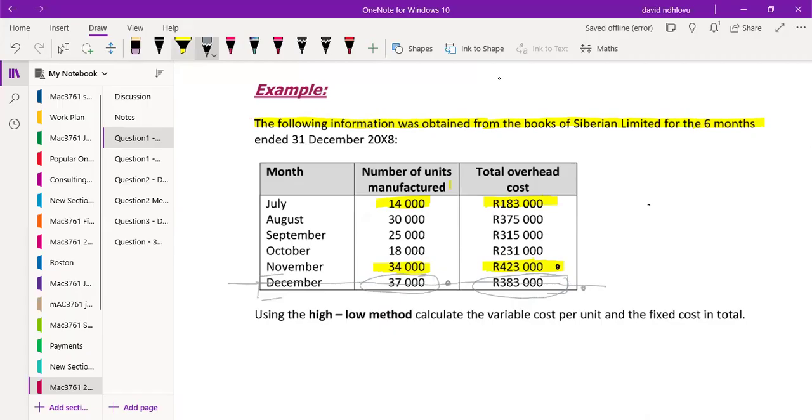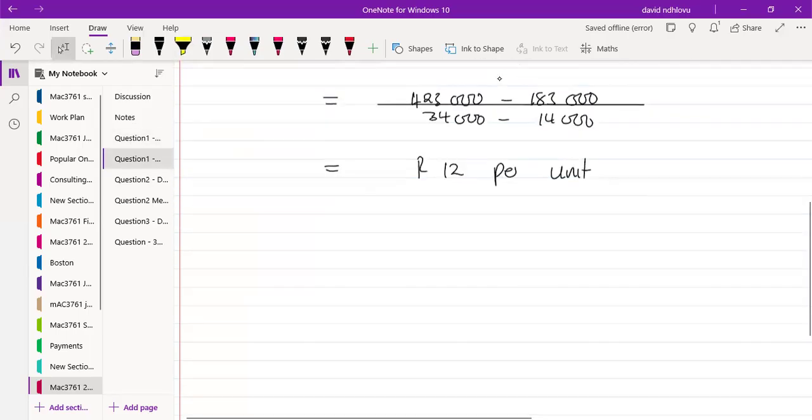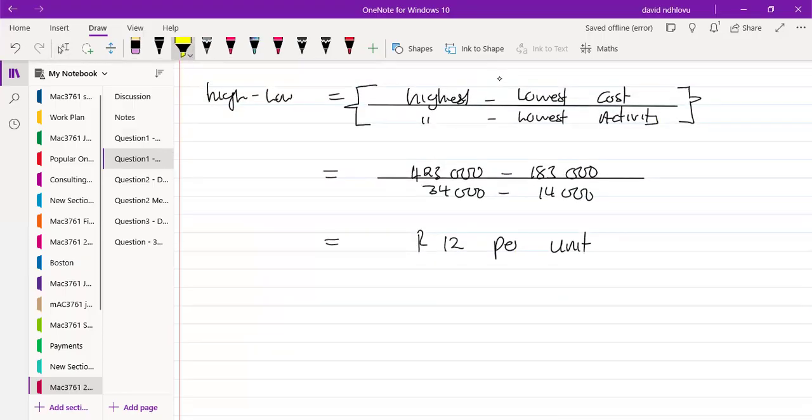So in simple terms, be guided by the highest cost. That highest cost you match with its own activity, and the lowest cost with its own activity. I hope we are on the same page on that one. So what you get here is your variable cost per unit. That's your variable cost for each unit.